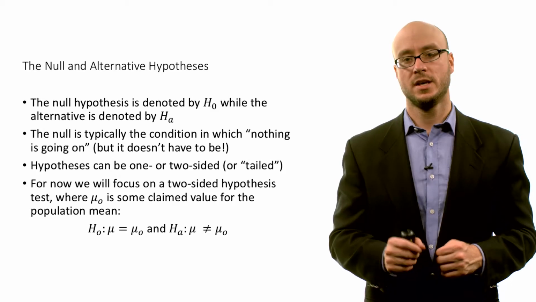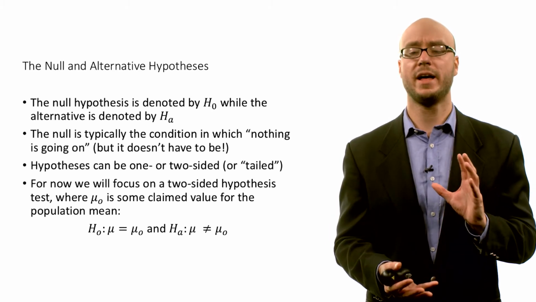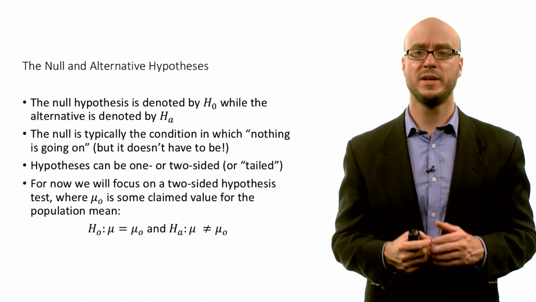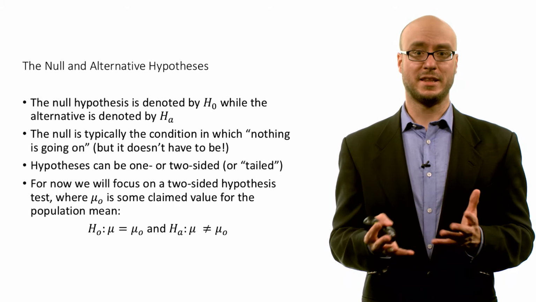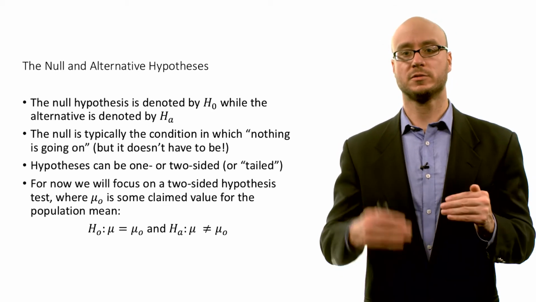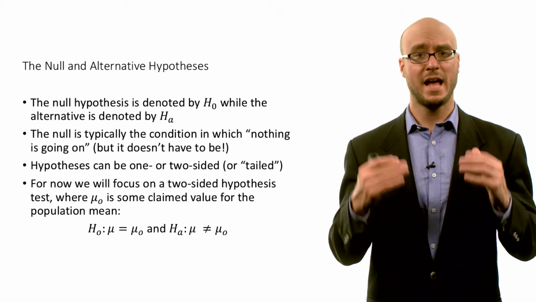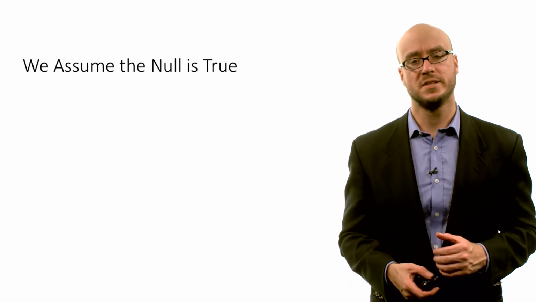Then in a two-sided or two-tailed test, the alternative hypothesis is that it's simply not that claimed value. That's what that equal sign with that diagonal line through it means. It means not equal. So if somebody thinks that the population mean is 20, the null would be that mu equals 20, and the alternative would be that mu does not equal 20. This is the basics of setting up the null and alternative hypotheses.